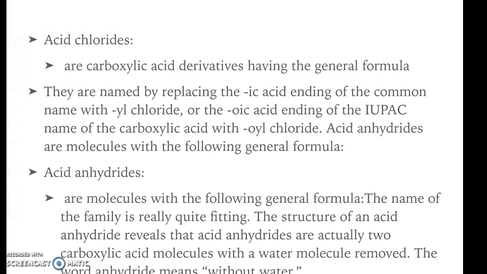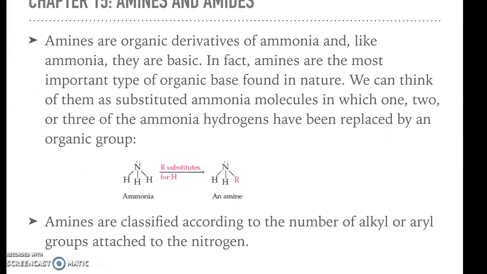Another subcategory is acid anhydrides, which are molecules with the following general formula. The name of the family is really quite fitting. The structure of an acid anhydride reveals that acid anhydrides are actually two carboxylic acid molecules with a water molecule removed. The word anhydride means without water. So between these subcategories, we're just seeing how they differ.